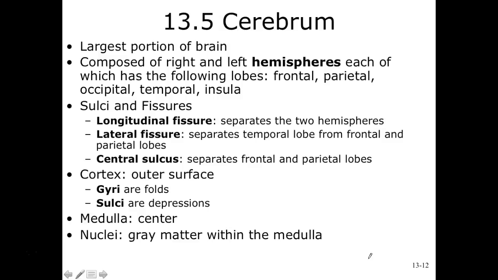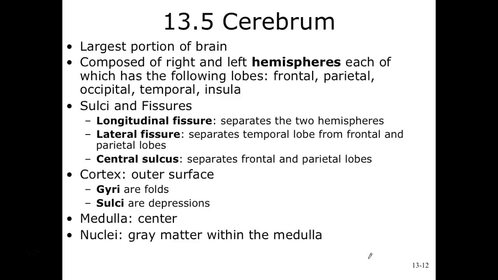Next, we have the cerebrum. This is the largest portion of our brain. Remember, it's that upper portion that had all those squiggles all over it. And we divide it into left and right halves. We do have different lobes: frontal, parietal, occipital, temporal, and insula. Notice most of these are going to match up with the bone names that we learned in the beginning of the quarter. We also have different depressions in the brain, and we call these sulci or fissures.